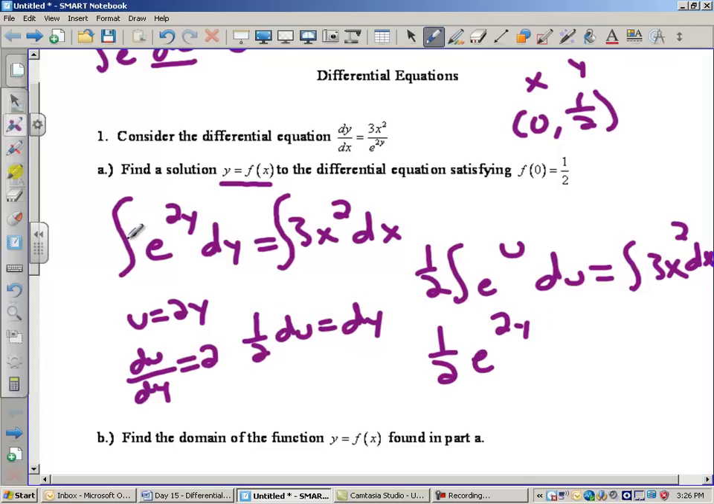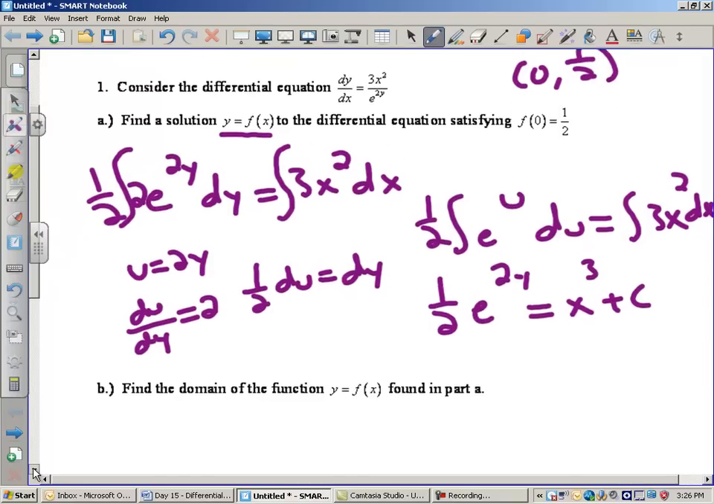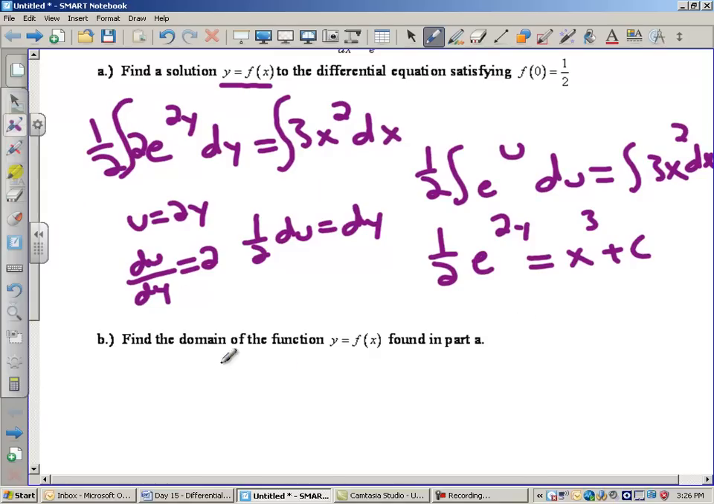A lot of you are to the point where you could just put a 2 here and a 1/2 out here to make the chain rule happy. But not everybody's there, so I went through the whole substitution. And on the other side, of course, the integral of 3x squared is x cubed, and then we put the plus c over there. And I did not give myself enough room here. What is wrong with me?